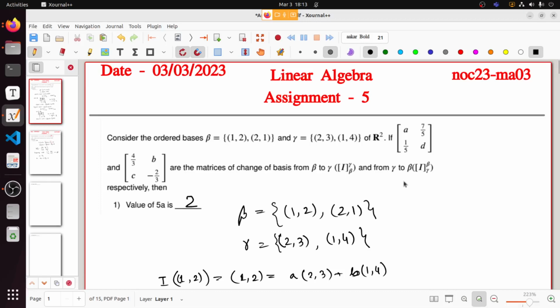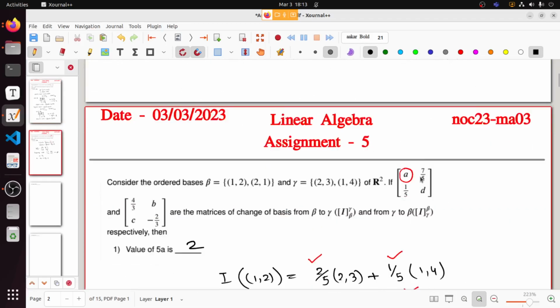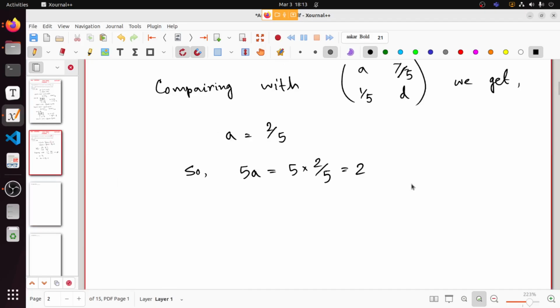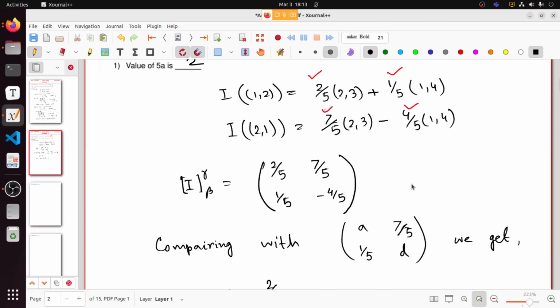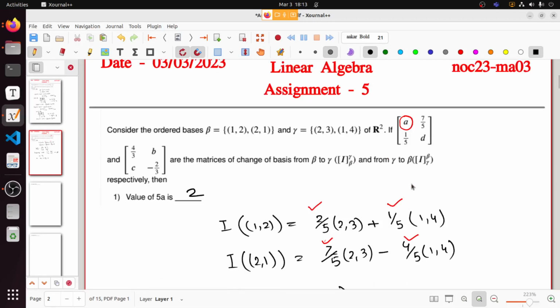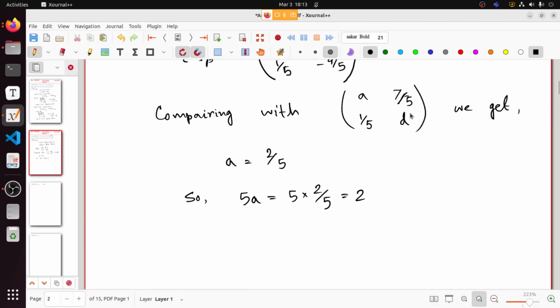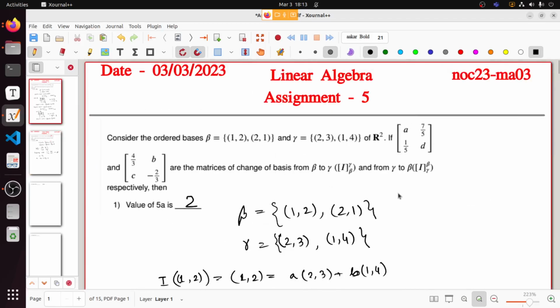Okay, so the first question is done. Let's move to question number 2. Here you have to find the value of 3b. So again comparing with the matrix, what is b? For that we have to find the second matrix, the identity with respect to gamma beta. Because b is in the second matrix, let's see, here b is in this part, identity beta gamma.